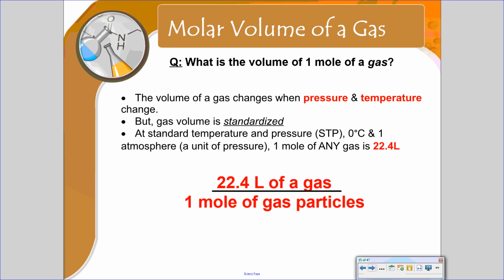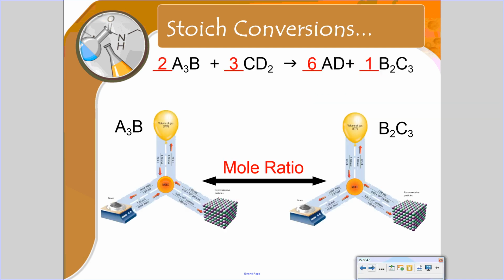Reminder, what is the volume of 1 mole of a gas? This would be at STP. The volume of gas changes when pressure and temperature change, but gas volume is standardized. So at standard temperature and pressure, 1 mole of any gas is 22.4 liters. We've had this conversion factor before, so 22.4 liters of a gas is 1 mole of gas particles, whatever that gas may be, so make sure you remember that one.